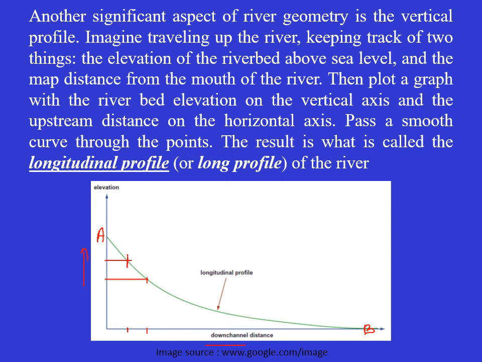Similarly, you can draw the cross profile of a river. That means the change in elevation from one point on one bank to another point on the other bank across the river. That can also be drawn, and in that case, it is known as the cross profile. And when the change in elevation or height is plotted with respect to the total journey path of the river, it is known as the longitudinal profile or long profile. Generally, most rivers show this kind of concave up profile.